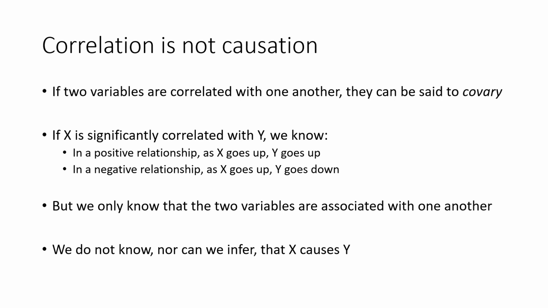But remember, just because we find a statistically significant relationship between X and Y, what we can conclude is that these two variables are significantly associated with one another, right? They're significantly related to one another. But we can't conclude that they significantly cause one another. In other words, we do not know, nor can we infer that X causes Y in any way.